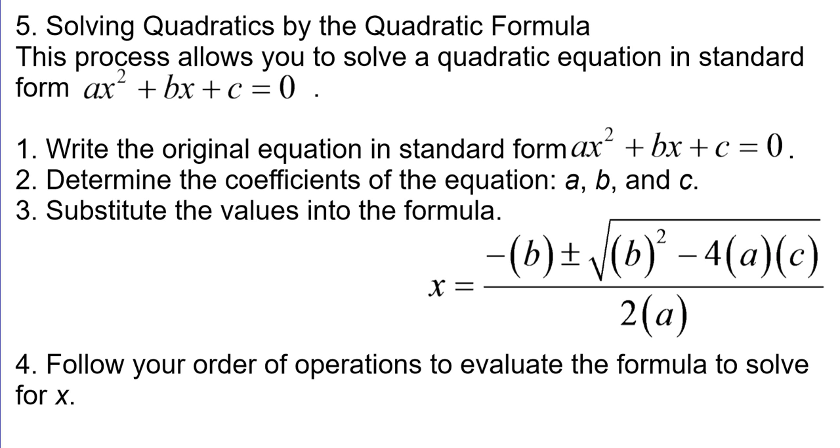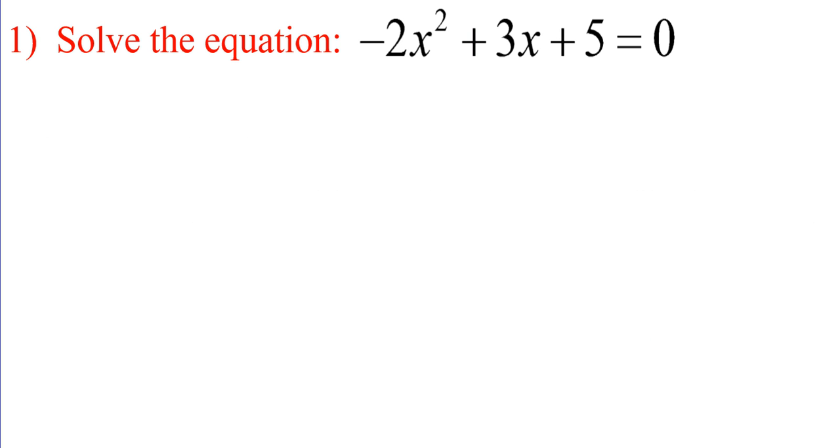So let's take a look at a couple of equations and see which methods we could use to help solve. The first equation we want to look at is negative 2x squared plus 3x plus 5 equals 0. Let's practice this one using our quadratic formula. So we can see it's already in standard form. We see it's in descending order from the exponents, and it's equal to 0.